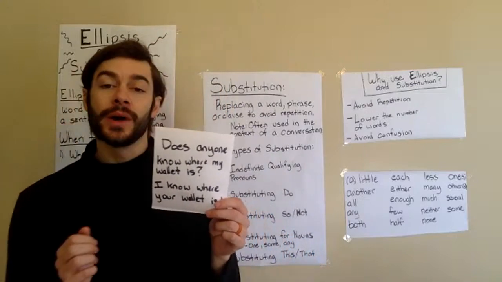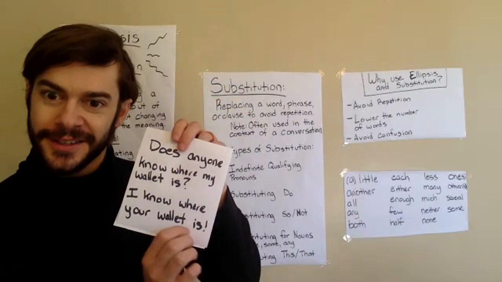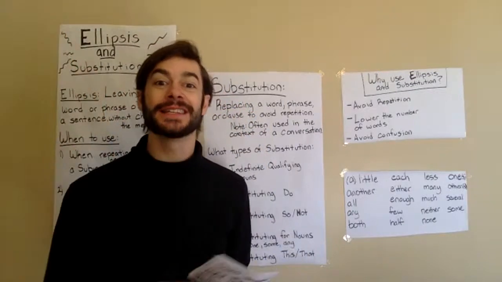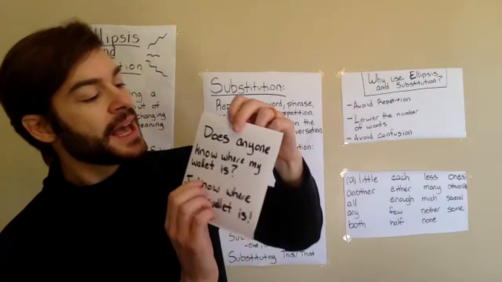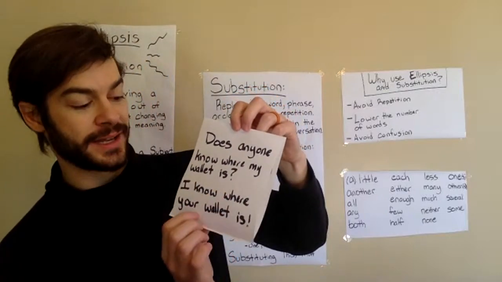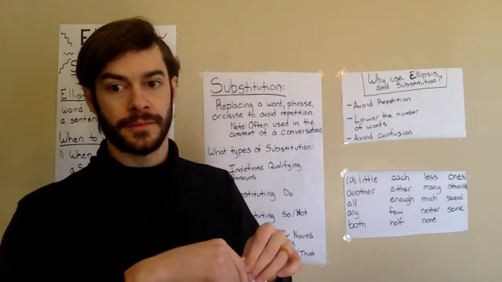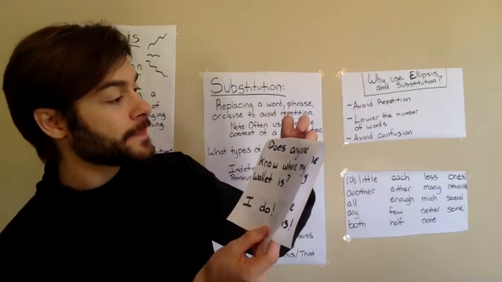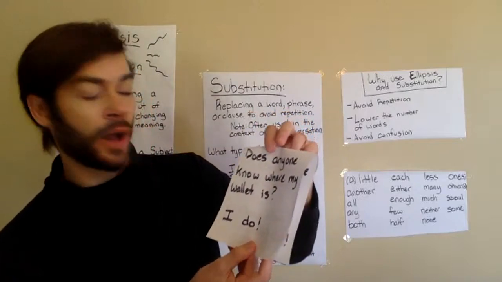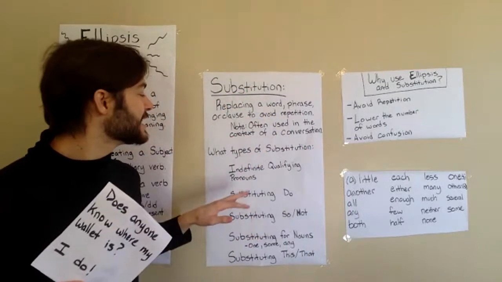Okay, so in this sentence, I could say, I know where your wallet is. But we can substitute this sentence. Instead of saying, does anyone know where my wallet is? I can say, I do. Okay? Does anyone know where my wallet is? I do. So we can change the entire set.